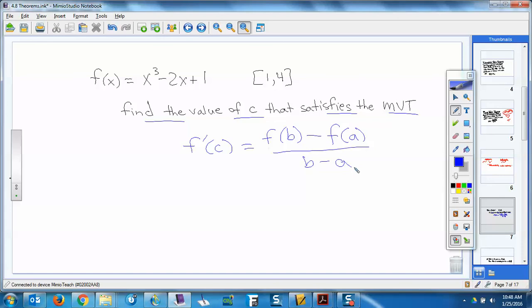Come on now. Select a point? What do you mean select a point? I'm not sure what you mean by that. Choose a point between 1 and 4? I don't think we're going to choose a point between 1 and 4. We're going to find a point between 1 and 4. Equal to 0? No. We're going to need the derivative. And we need to find the slope between the endpoints.